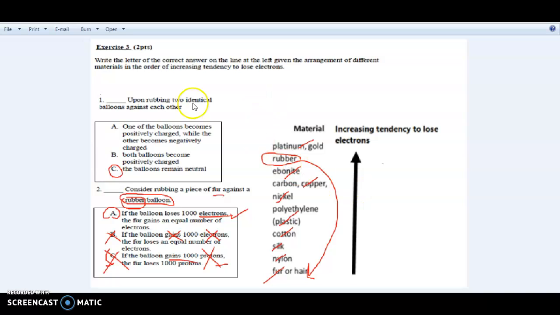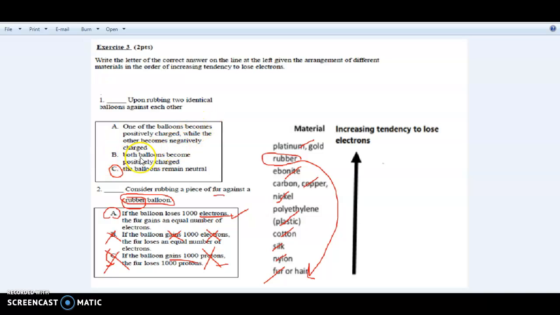Now part 1, upon rubbing two identical balloons against each other. Identical means that they are made of the same material, regardless of the material itself. So if you go back to the definition of charging by friction, it is the method of rubbing two different materials. For charging to take place, the two materials rubbed against each other must be different so that one is stronger than the other, causing the other to lose its electrons. This is not the case because the balloons are identical. So the balloons will remain neutral. Neither would they lose nor gain electrons.